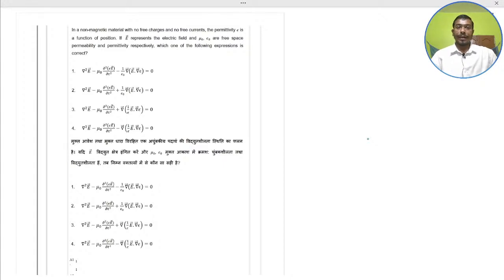In a non-magnetic material with no free charges and no free currents, the permittivity epsilon is a function of position. If E represents the electric field, and mu naught and epsilon naught are the free space permeability and the permittivity respectively, which one of the following expressions is correct? This is coming from the electromagnetic theory chapter.